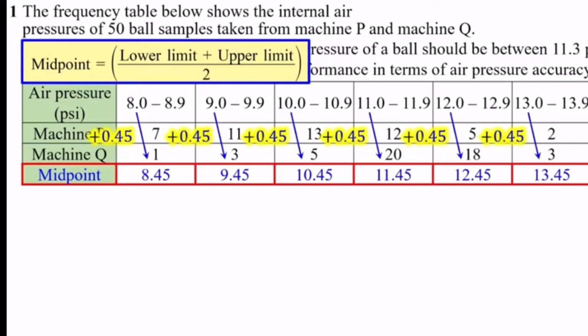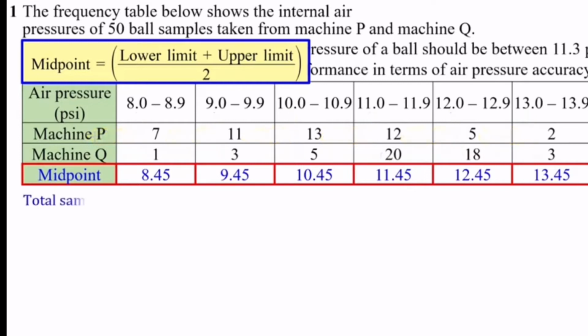Now we need to use the midpoint to find the mean for both machine P and machine Q. Still remember how to find the mean for the data in so-called grouped data? We have the class interval, so we have to find a midpoint, and we times it with the frequency, and then we plus another midpoint times another frequency, plus so on and so forth, over total frequency, right?